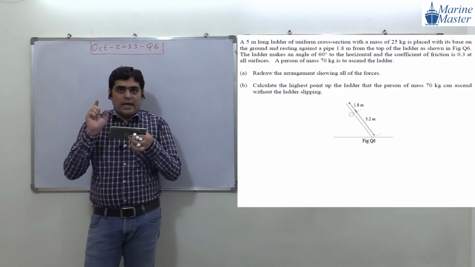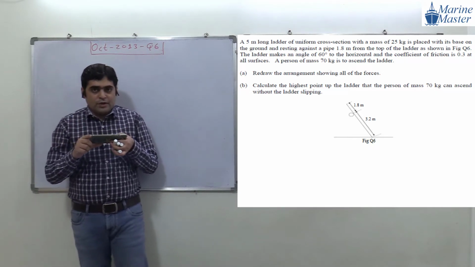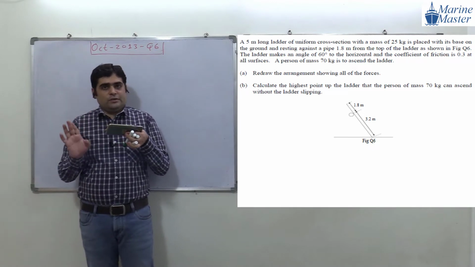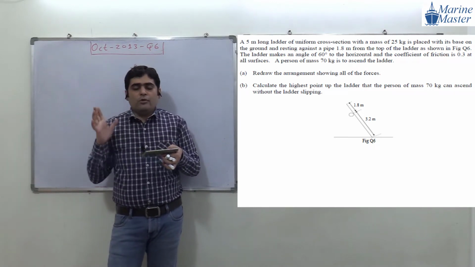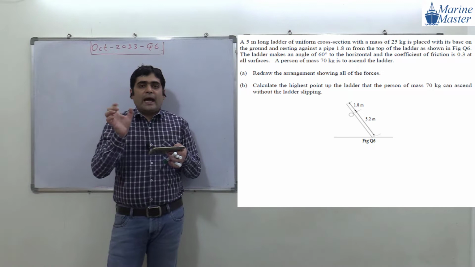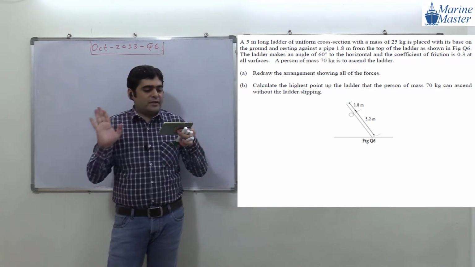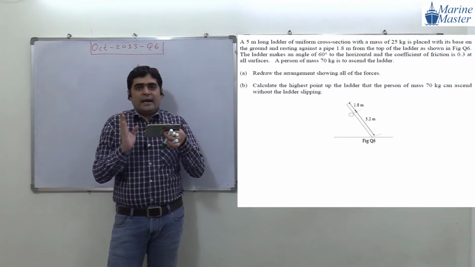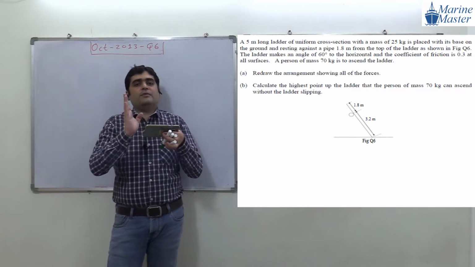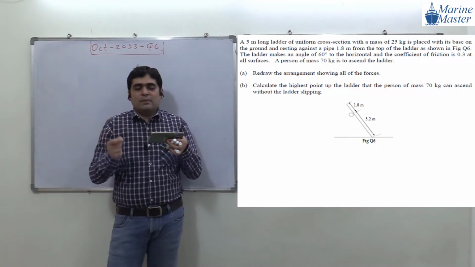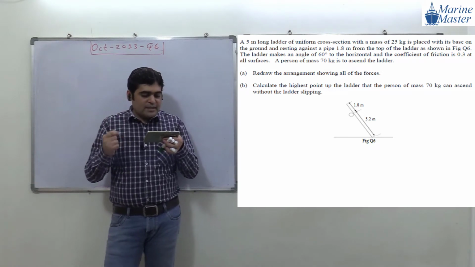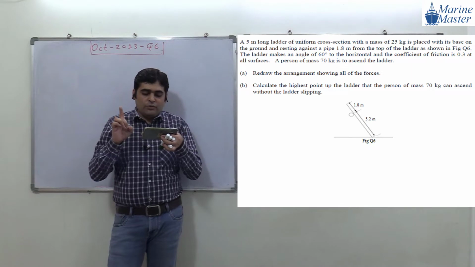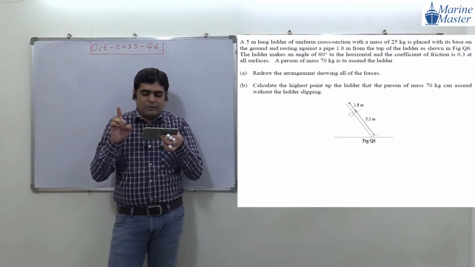A 5-meter long ladder. Try to see the scenario, everyone. What do we have? A 5-meter long ladder of uniform cross section. Whenever they say uniform cross section, it means the weight will act exactly at the center of the ladder. If the ladder length is 5 meter, it will act exactly at 2.5 meter. And the mass is 25 kg. I am reading once again: a 5-meter long ladder of uniform cross section with a mass of 25 kg.